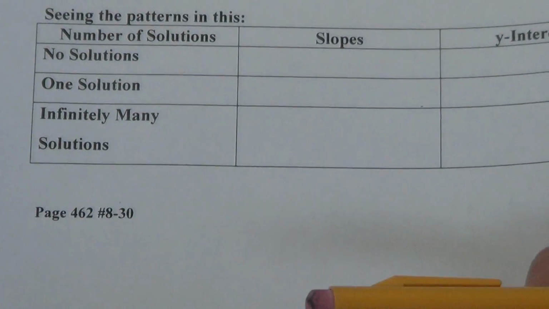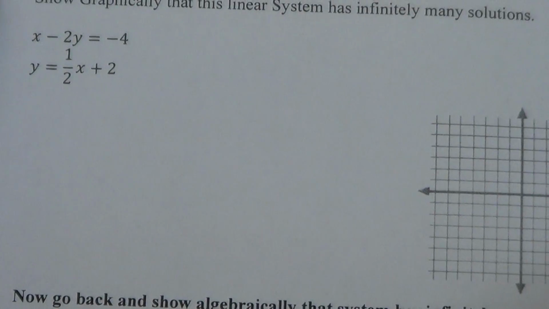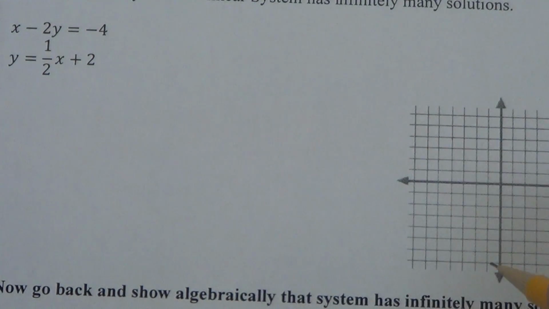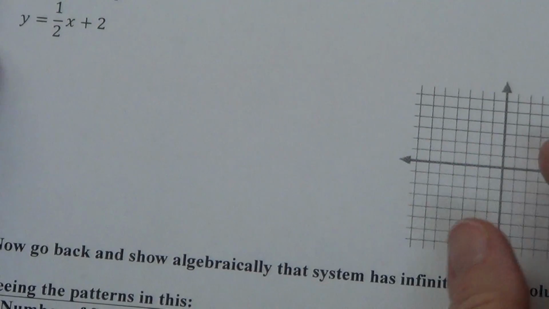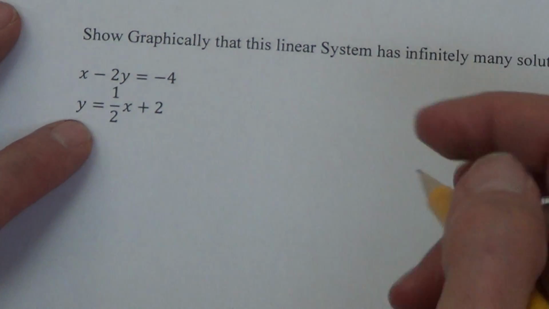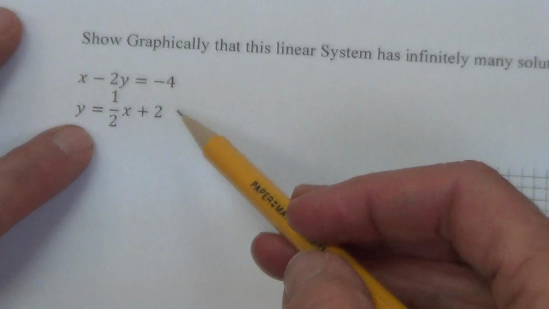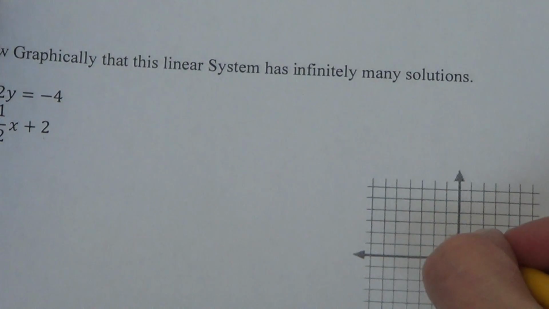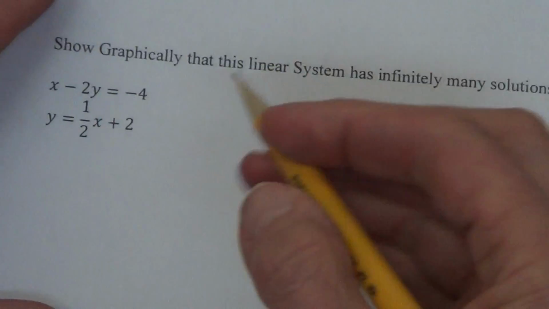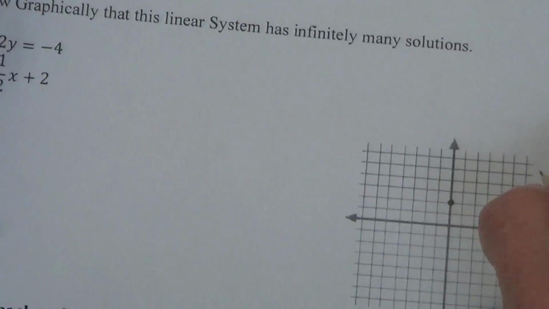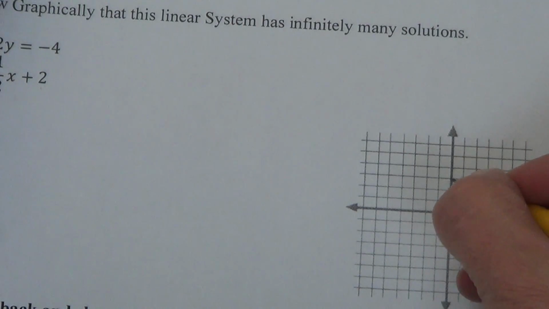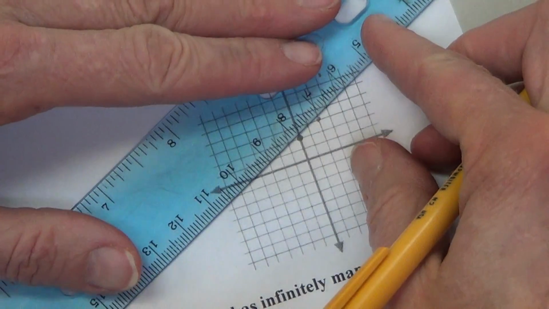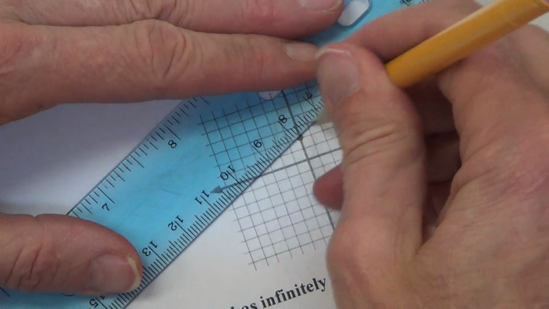Last page of the notes. Graphically, this is going to show infinitely many solutions, and then they want us to show it algebraically. So let's go ahead and graph the first one that's in mx plus b form. We have a y-intercept of 2, we have a slope of 1/2. So from that, we're rising 1 and running 2 to the right. And we go ahead and plot our line with that.